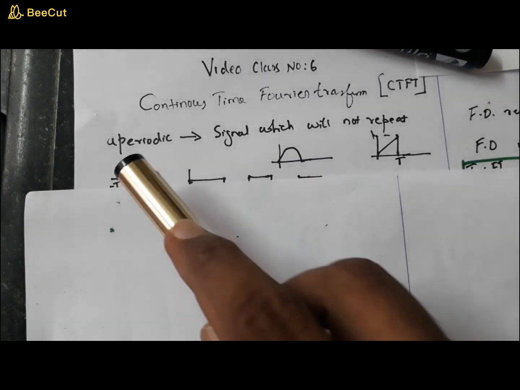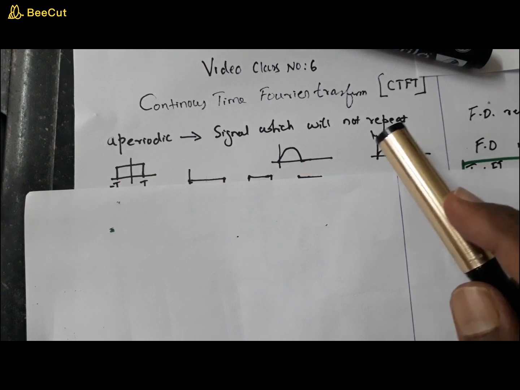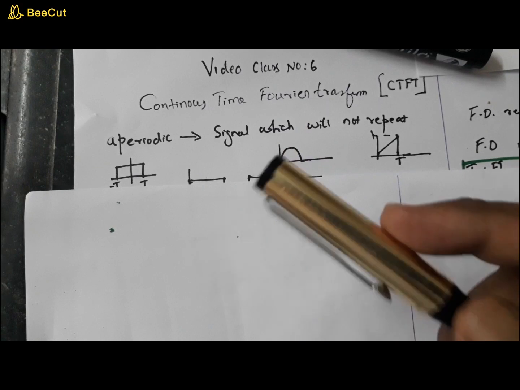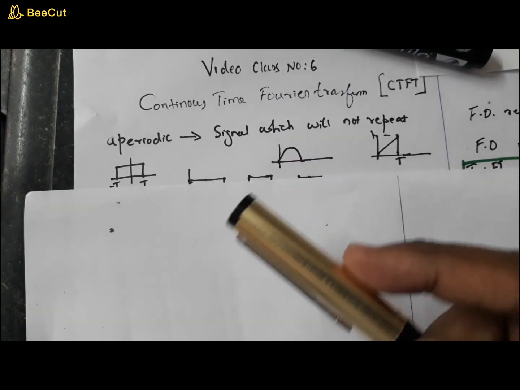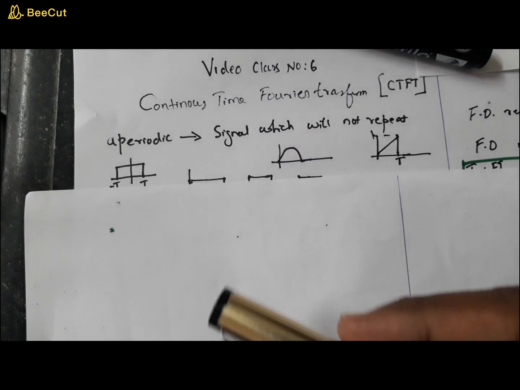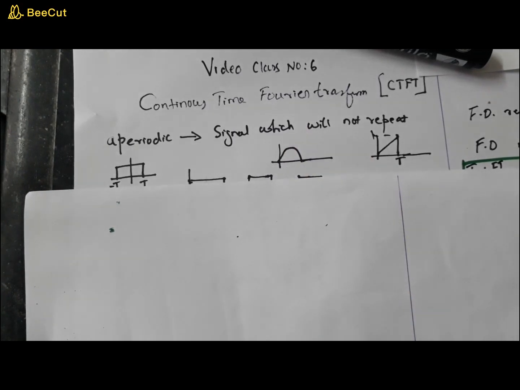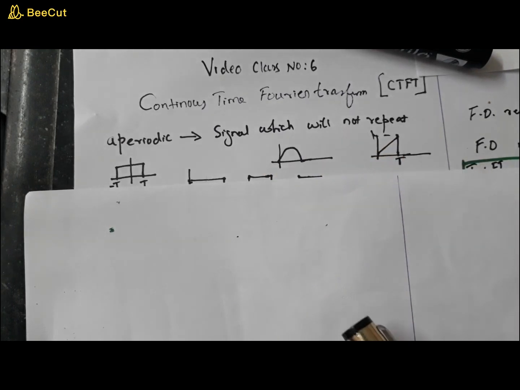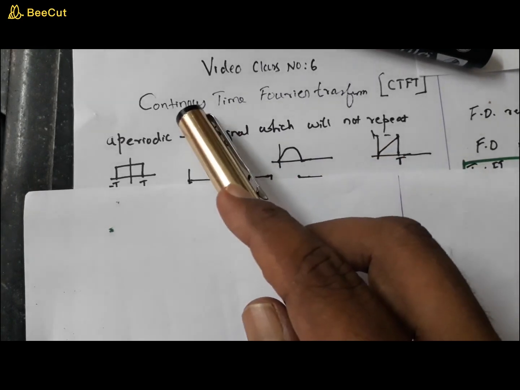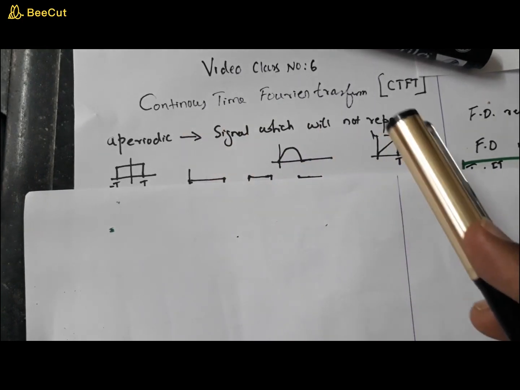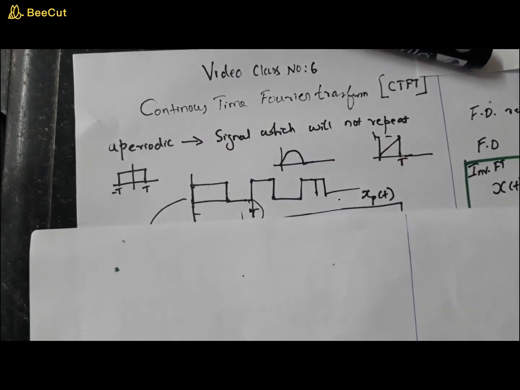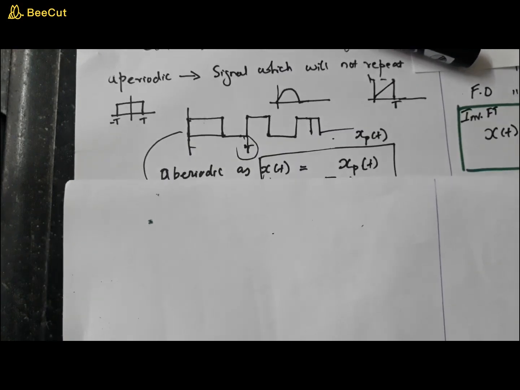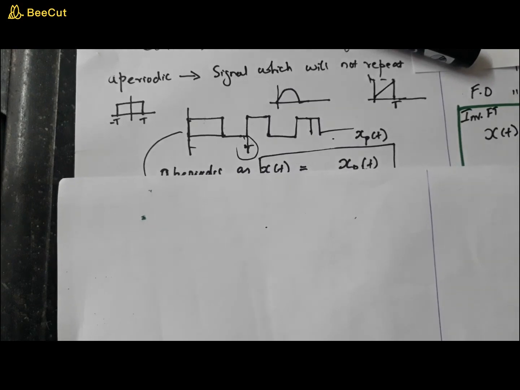Now, just as the Fourier series gives you an idea about the frequency components of a periodic signal, similarly, if you want to learn about the frequency components in an aperiodic signal, we need a similar type of representation. Such a representation is what is called the continuous time Fourier transform, or CTFT.